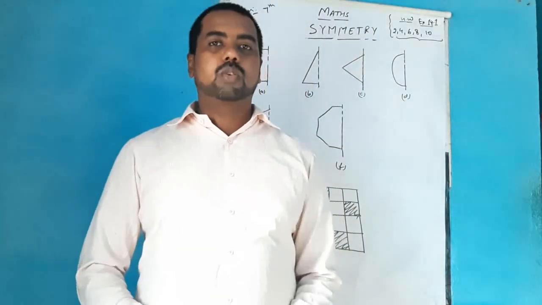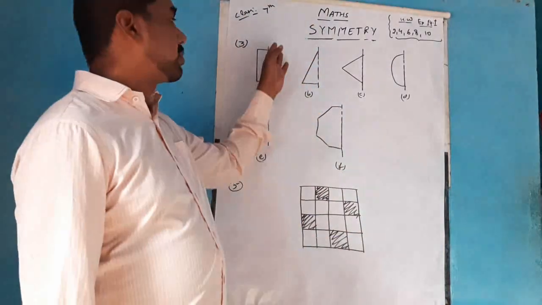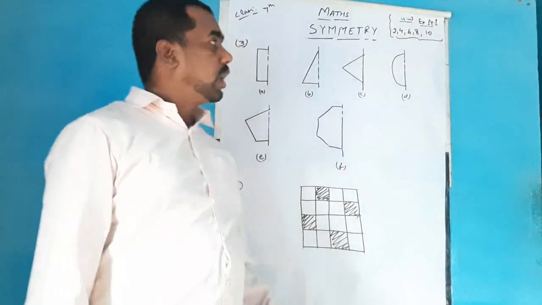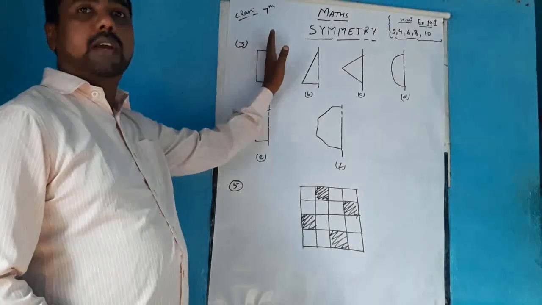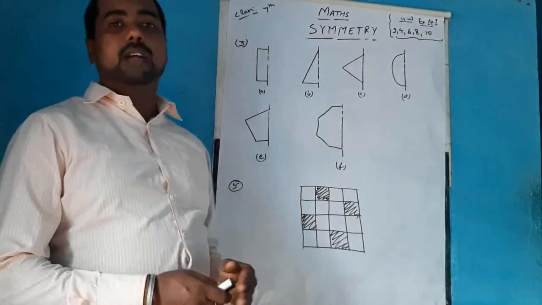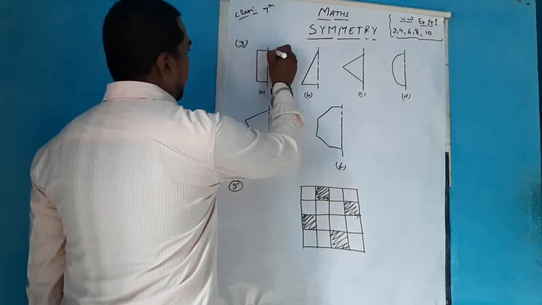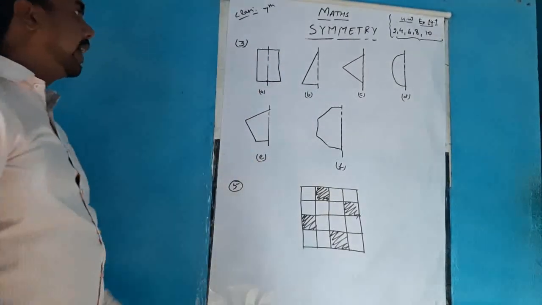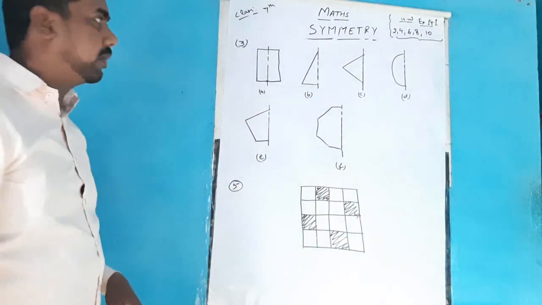Now let's move on with question number 3, which says that a mirror is being placed, or a line of symmetry is being drawn. We have to complete the figure. It means if you put a mirror here, this half will reflect the same in the other part in the mirror. You only have to complete the figure so that this line will act as a line of symmetry for that particular figure.